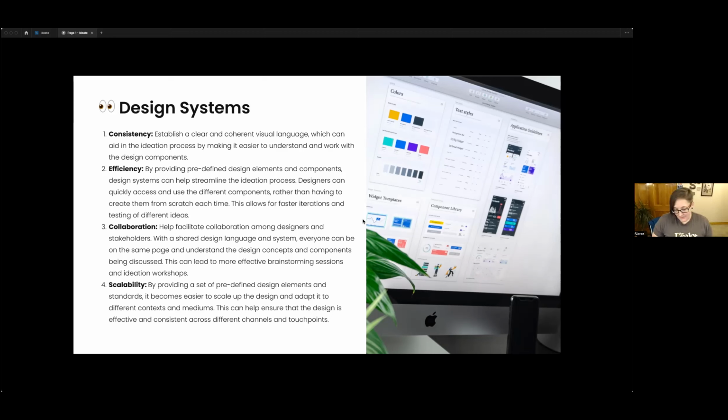Scalability. Scalability is something people often forget about just because it's so far in the future. Like, I'm designing this thing today, I don't need to worry about a year from now. So I don't really need to worry about what a tertiary looks like, because I don't need tertiaries today. I don't need a third style of a button. I'm good. But providing these predefined design elements and standards helps make it easier to scale up. And so I wouldn't say that that's important at this very moment, but it is important to know that that's kind of how design systems work.